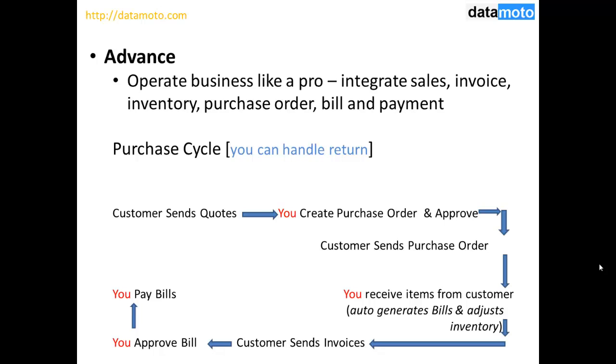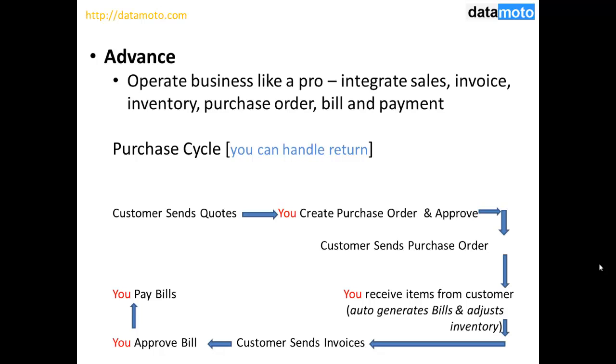After that, you receive items from customer. Whenever you receive items, then you go to your purchase order module, then you click on receive. When you receive the items, it will generate bills automatically, as well as it will add those items in the inventory. Then customer sends invoice to you, then you approve the bill that are generated, putting the invoice number to it, then you pay. Then your account department is going to pay those bills.